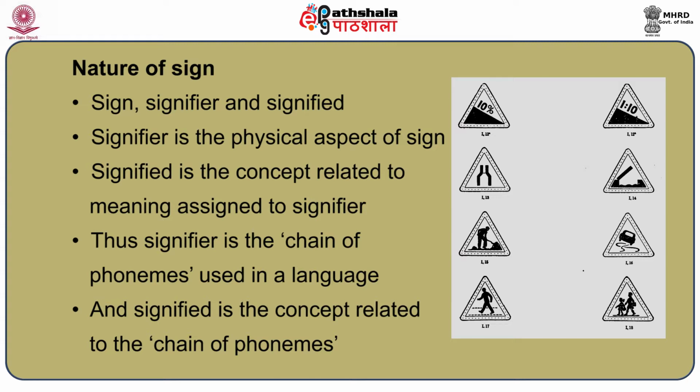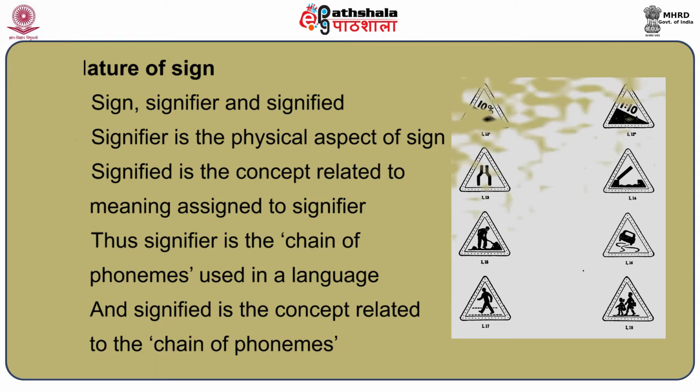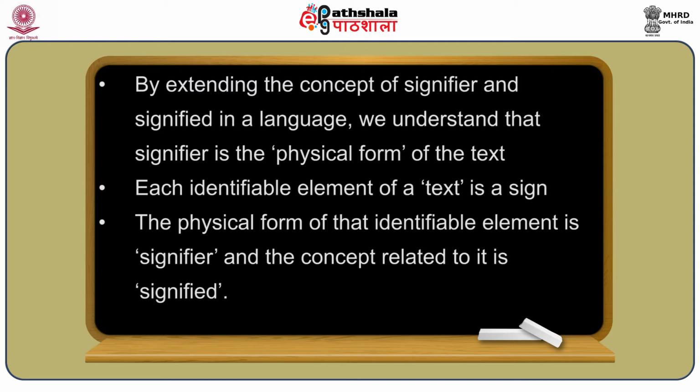Thus, signifier is the chain of phonemes used in a language, and signified is the concept related to the chain of phonemes. By extending the concept of signifier and signified in a language, we understand that signifier is the physical form of the text. Each identifiable element of a text is a sign. The physical form of that identifiable element is signifier, and the concept related to it is signified.